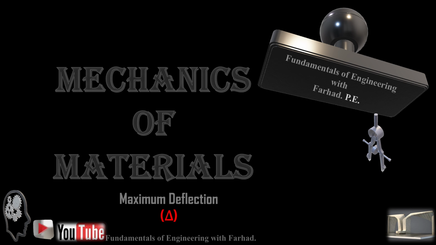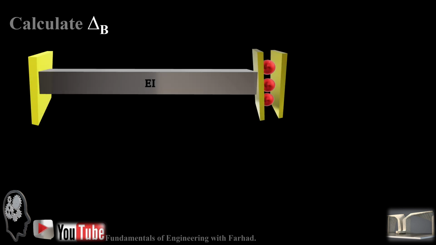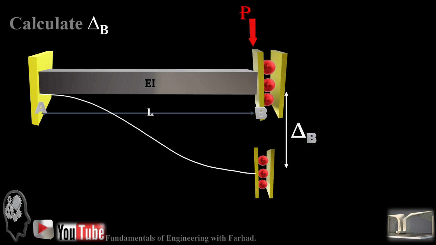Mechanics of material, calculation of maximum deflection delta. In this example, we continue our previous problem, which is a prismatic beam with a fixed support at A and a sliding support at B, handling a concentrated load of P at the sliding support at B. We want to calculate delta at B. Last time we calculated the moment created at B. This time we want to calculate the maximum deflection at the sliding support. So that's delta B. Let's approach our problem.